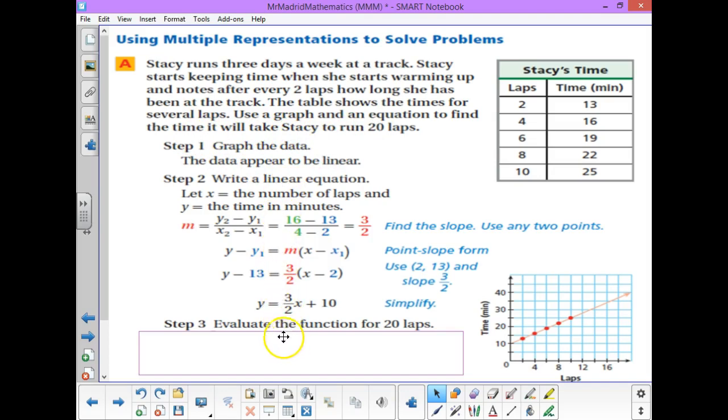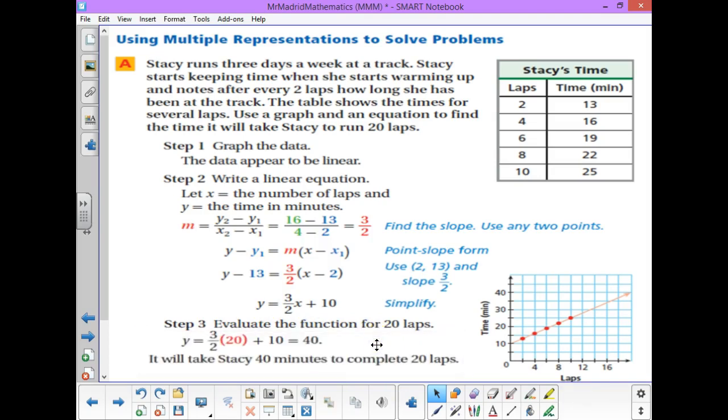run 20 laps. So what we're going to need to do is evaluate the function for those 20 laps, and it will look something like this. We've got our linear equation, y equals 3/2 x plus 10, and since we're going to evaluate for 20 laps, we'll plug it in for x. We do the basic math, and we get 40 for y. Therefore, it will take Stacy 40 minutes to complete 20 laps.